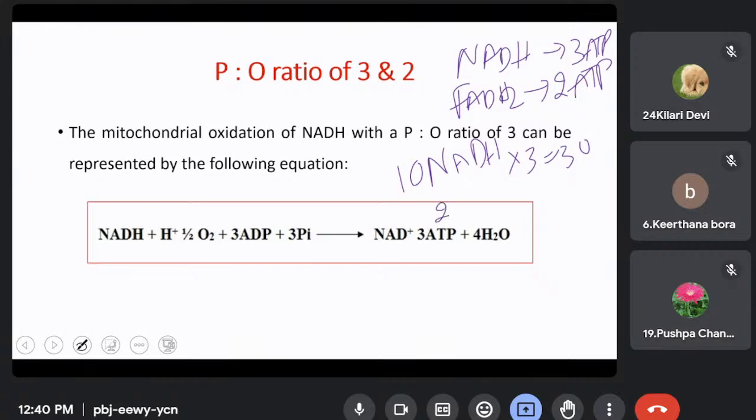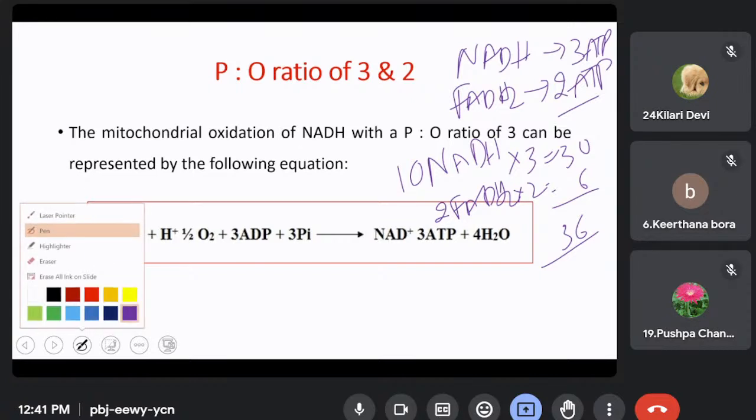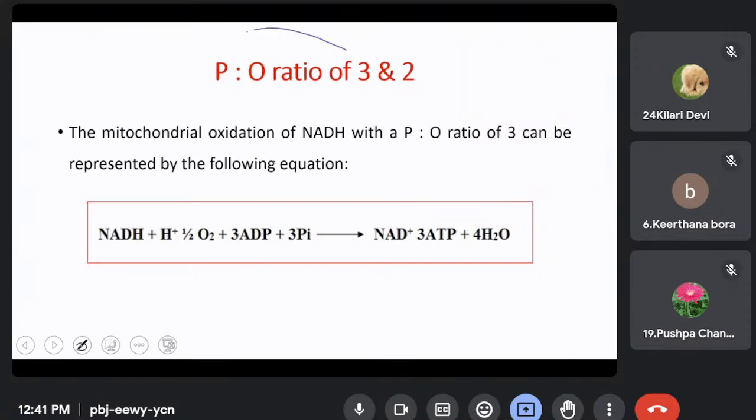If only 2 FADH2 are produced, how many ATP? 2 into 2, so 6 ATP are produced. That means the overall ATP produced here is said to be 36 ATP. Okay, and the P/O ratio of 3 can be summarized as this.